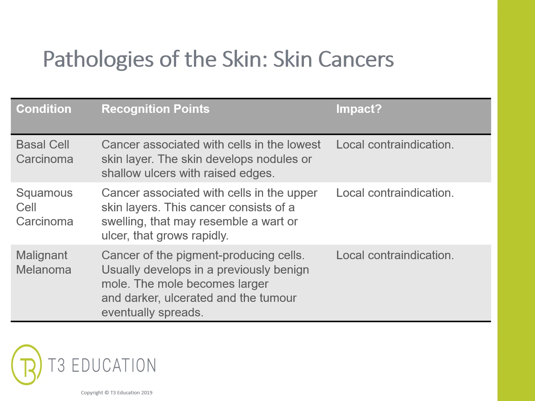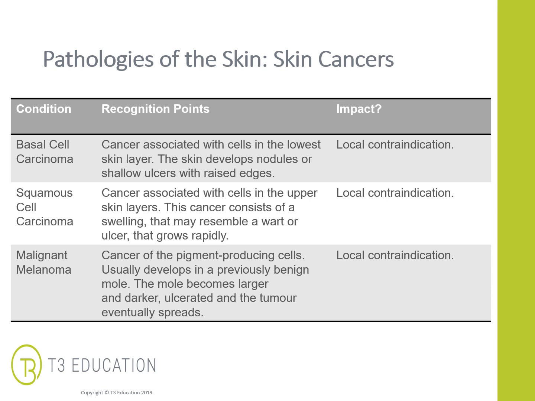Let's talk about basal cell carcinoma. So this is found in the basal, or that deepest layer of the epidermis that we talked about earlier. And this is where the skin develops nodules or shallow ulcers with a raised edge. Squamous cell carcinoma. This is cancer associated with cells in the upper skin layers, and it's more of a swelling type cancer. It may resemble a wart, an ulcer, and it can grow quite rapidly.